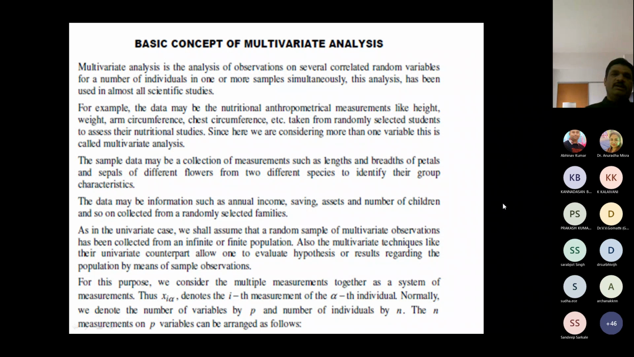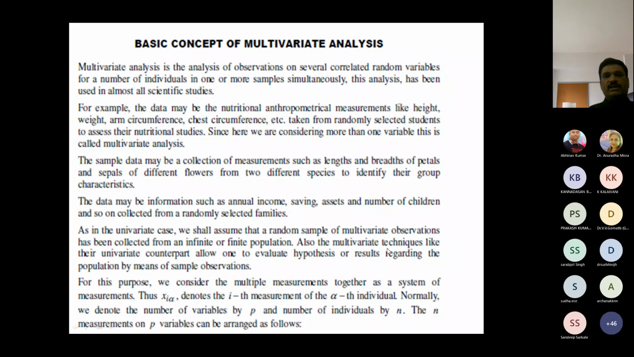The data may be information such as annual income, savings, assets, and number of children, and so on, collected from randomly selected families. As in the univariate case, we shall assume that a random sample of multivariate observations has been collected from an infinite or finite population.